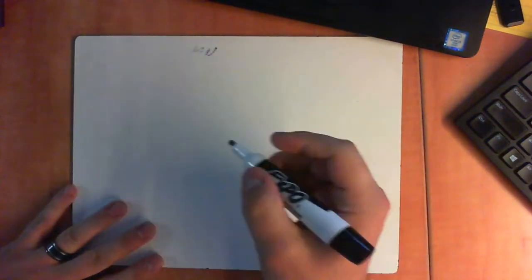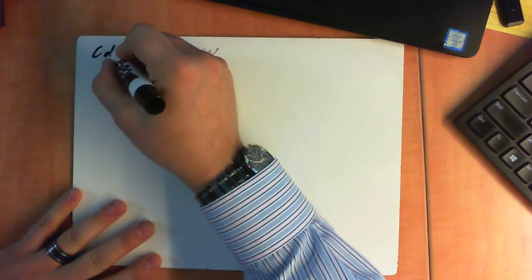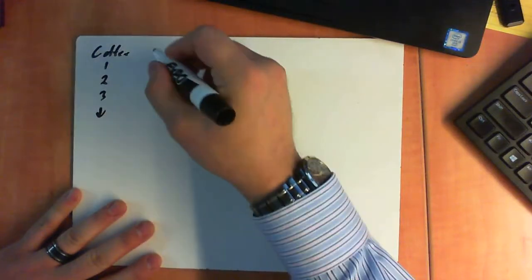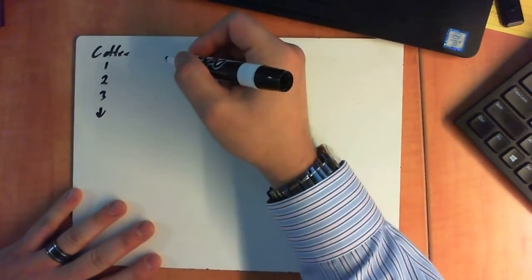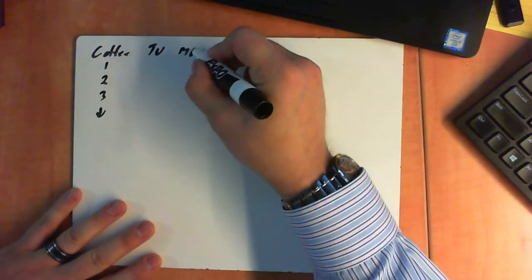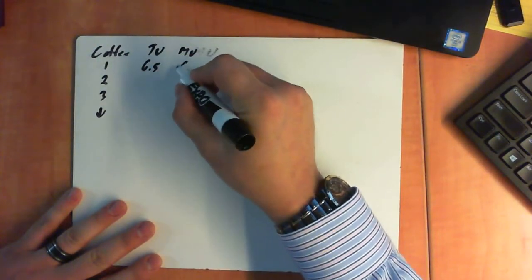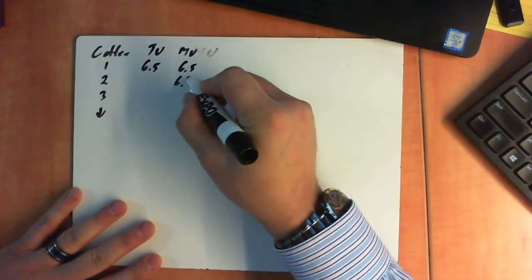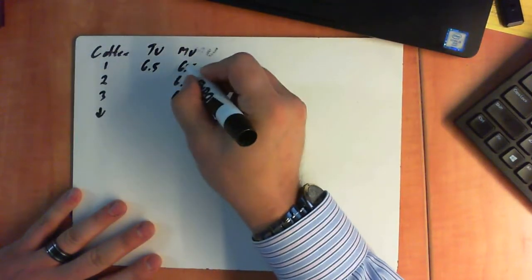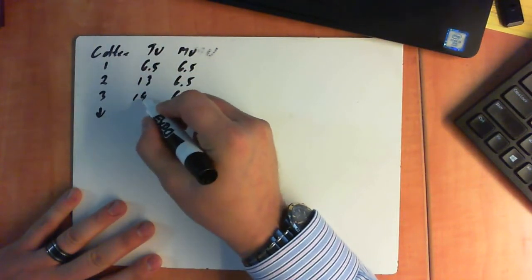So we can draw this out. If we have coffee here, and so 1, 2, 3, and so on, we look at the utility he gets for each cup of coffee, and the marginal utility. Well, it's 6.5 utils per cup, no matter how many you drink. So the marginal utility is 6.5, and the marginal utility for each cup is going to remain constant at 6.5. So the next one, 6.5 plus 6.5 will be 13. Plus another 6.5 will be 19.5.